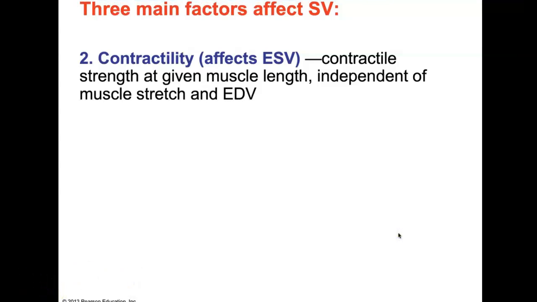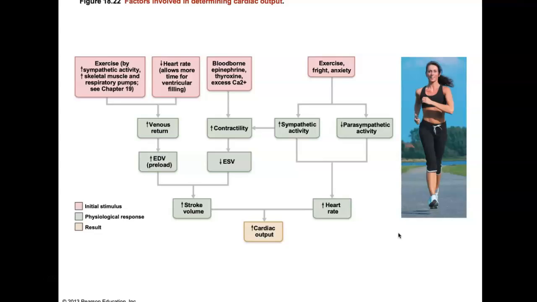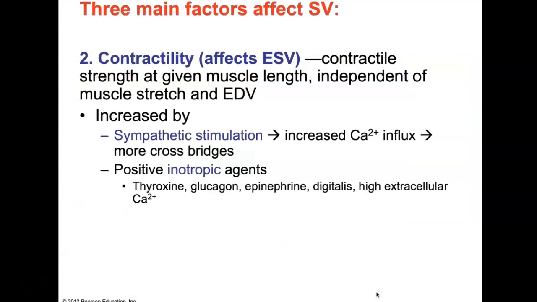So by looking at this image, we see that contractility is independent of muscle stretch and end diastolic volume. Contractility rises when more calcium enters the cytoplasm from the extracellular fluid and the sarcoplasmic reticulum. Therefore, enhanced contractility means more blood is ejected from the heart, thereby greater stroke volume, hence a lower end systolic volume. Also, increased sympathetic stimulation increases contractility.